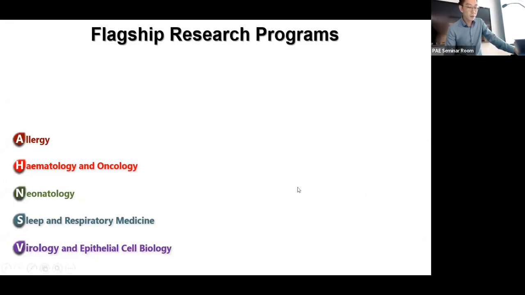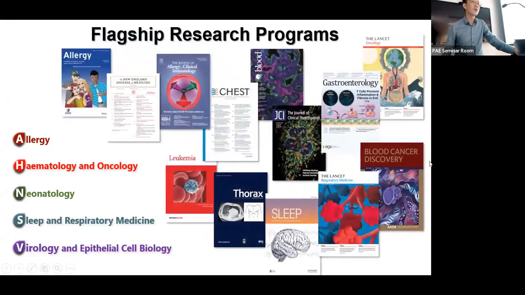When you look at our publications, research must go into publication, right? Each of our subspecialties has published in leading journals in the world. You will see the New England Journal of Medicine, the number one medical journal, and also Allergy, Lancet, Blood, Cancer Discovery, and so on. This justifies that we are performing top quality research that has reached a very high international standard.